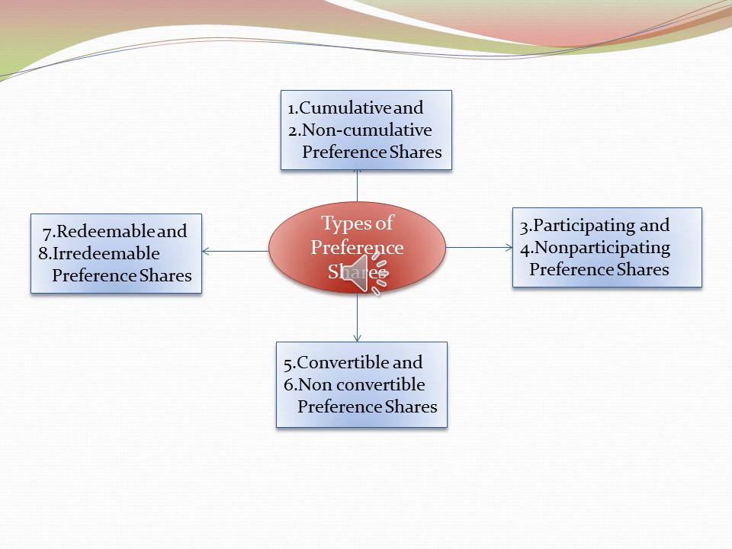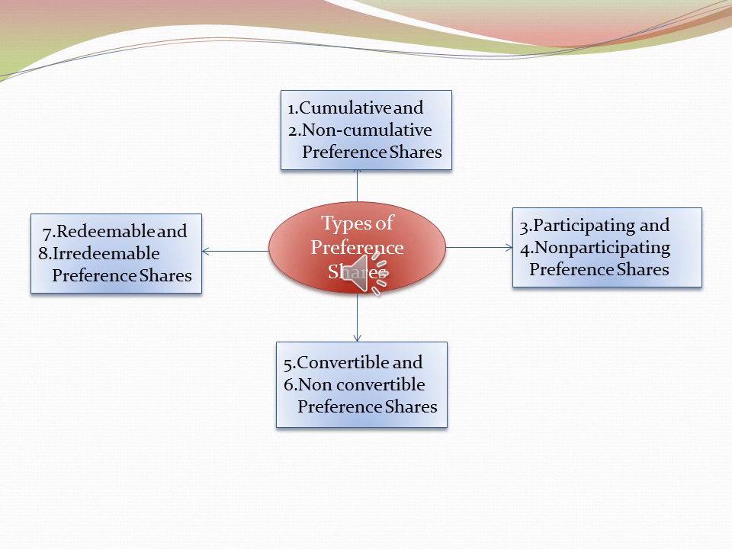that is types of preference shares. So generally there are 8 types of preference shares: cumulative, non-cumulative, participating, non-participating, convertible, non-convertible, and redeemable and irredeemable preference shares. So first, that is cumulative preference shares.